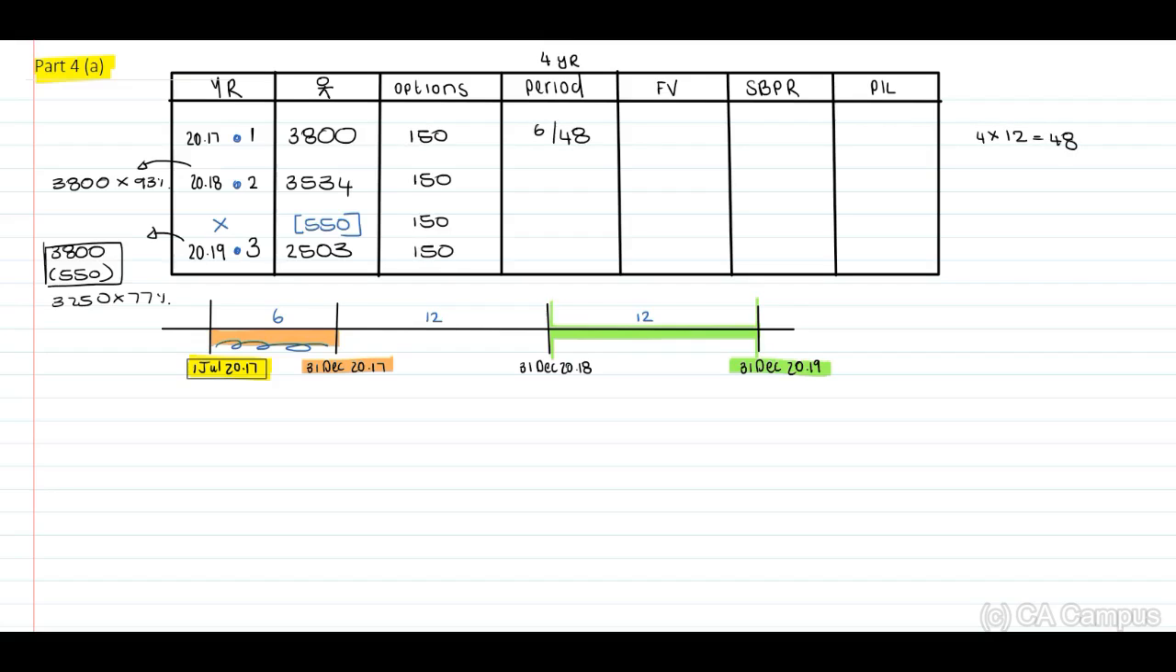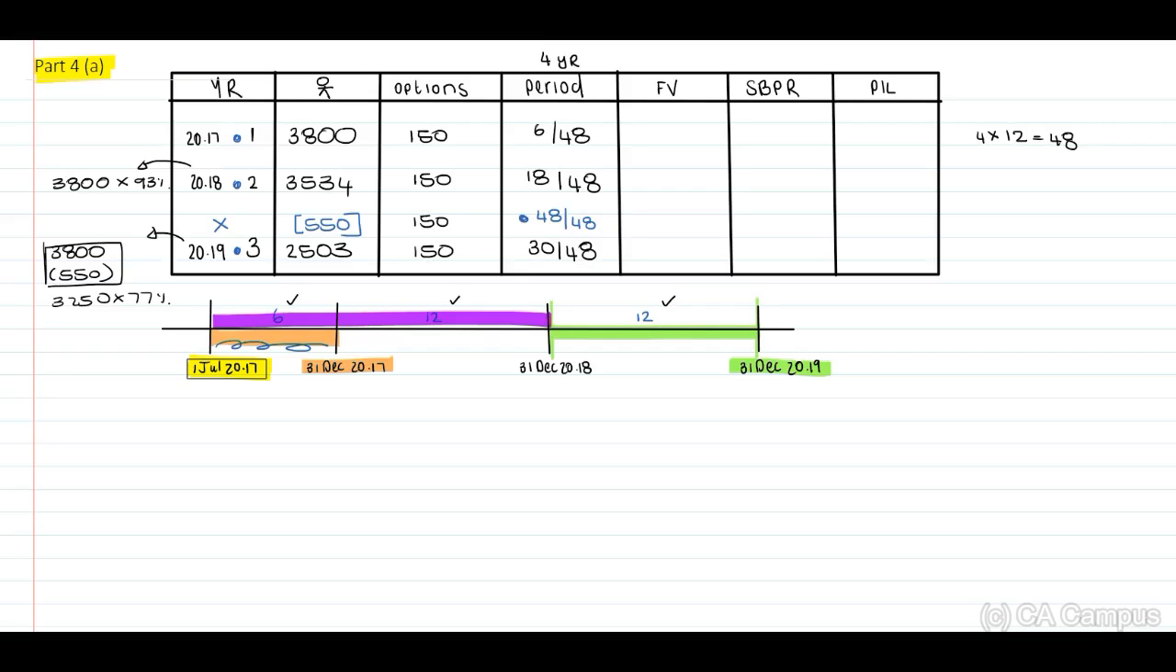20.18, we will have a total of 18 months that has passed. Therefore, 18 times 48. And then at the end of 2019, we will have 6 plus 12 plus 12. And this will be a total of 30 out of the 48. You with me? But for the cancellation, accelerated vesting, we will have to use the 48 over the 48.